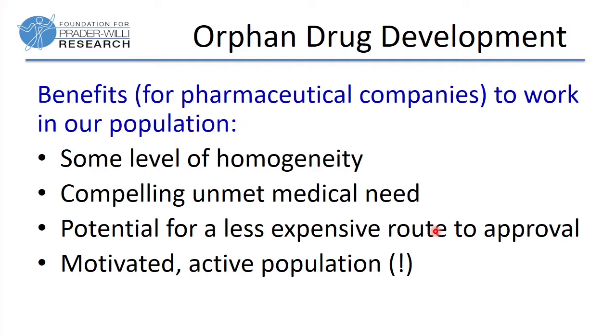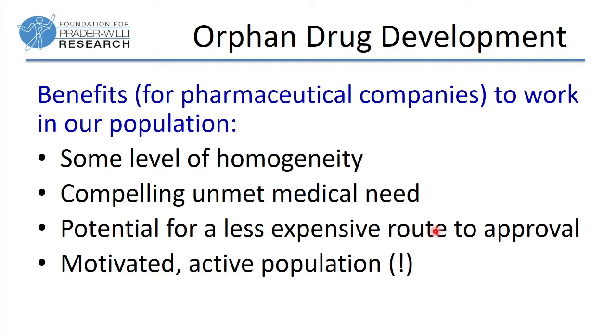So the benefits for pharmaceutical companies for working in an orphan population, and the PWS population, is that we have some homogeneity. So all of our kids are experiencing hunger because of the same genetic issue. And that's not the case in the wider population with obesity or cancer. There's all different causes for that. So we have a relatively homogeneous population, which can be nice for them. We have a compelling unmet medical need.